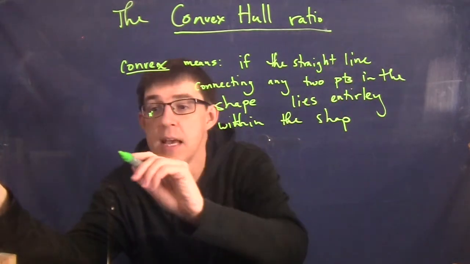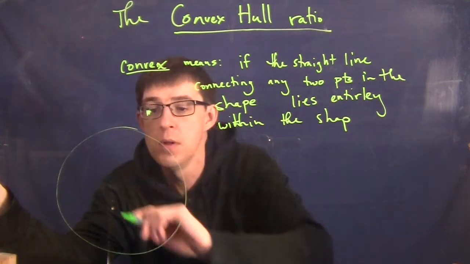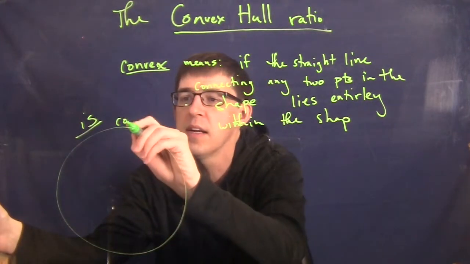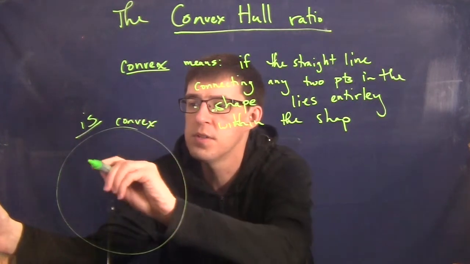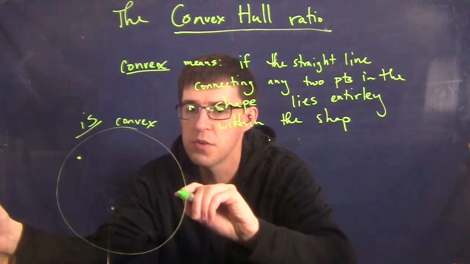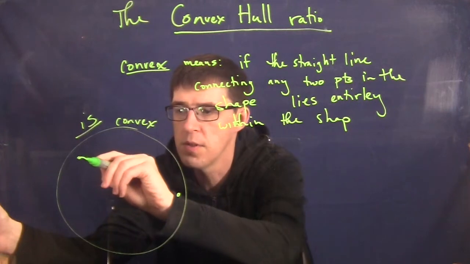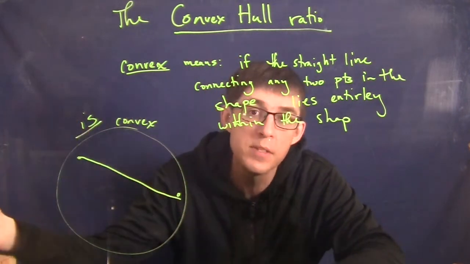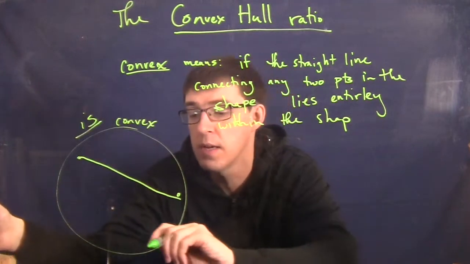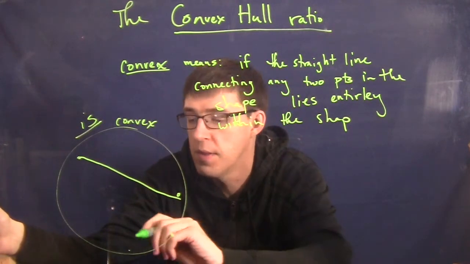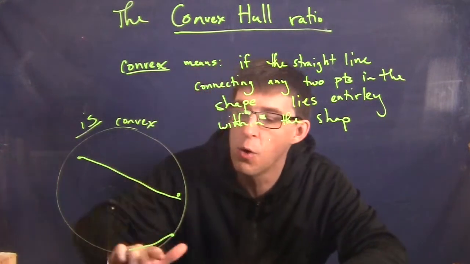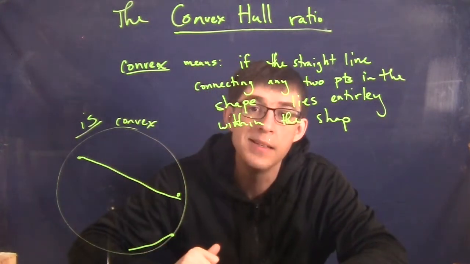The classic example of this would be something like a circle. This is convex, because if you take any 2 points in the circle, say here and here, and draw the line connecting them, the whole line is inside the circle. That's what it means to be convex. No matter what points you take, I could take 2 points right here. They can be on the edge if you want, it doesn't matter. Draw the line connecting them, and the whole line is still inside the circle.